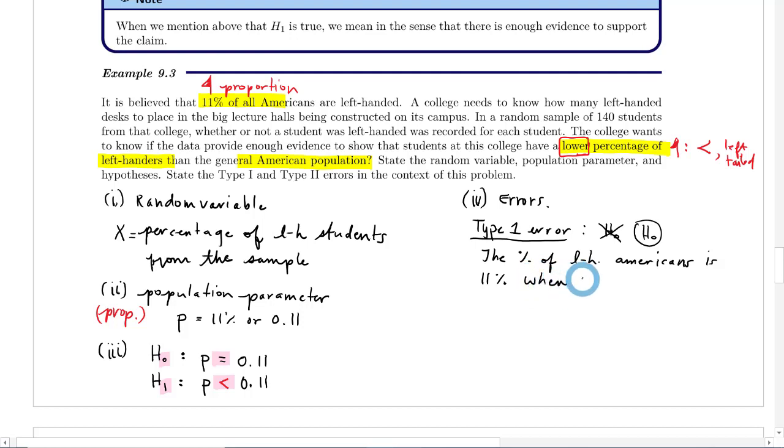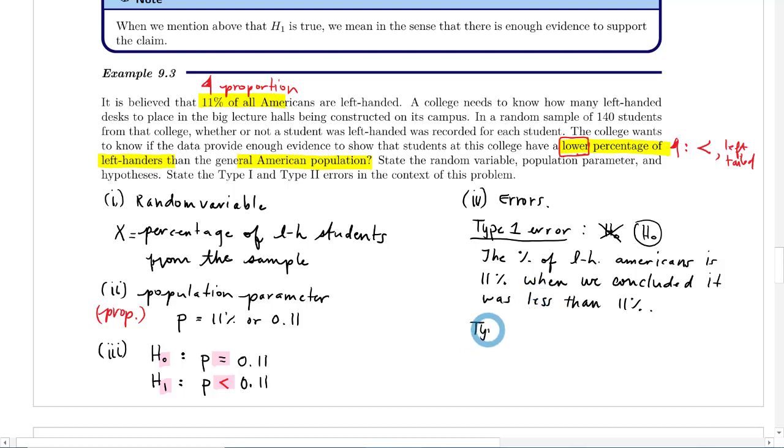when we concluded it was less than 11%. And so the college would have probably just used the 11% to buy the desks, and because we concluded that it was less than 11%, they may have shorthanded the number of left-handed desks they needed to buy, and now there's students without a left-handed desk that are actually left-handed, right?